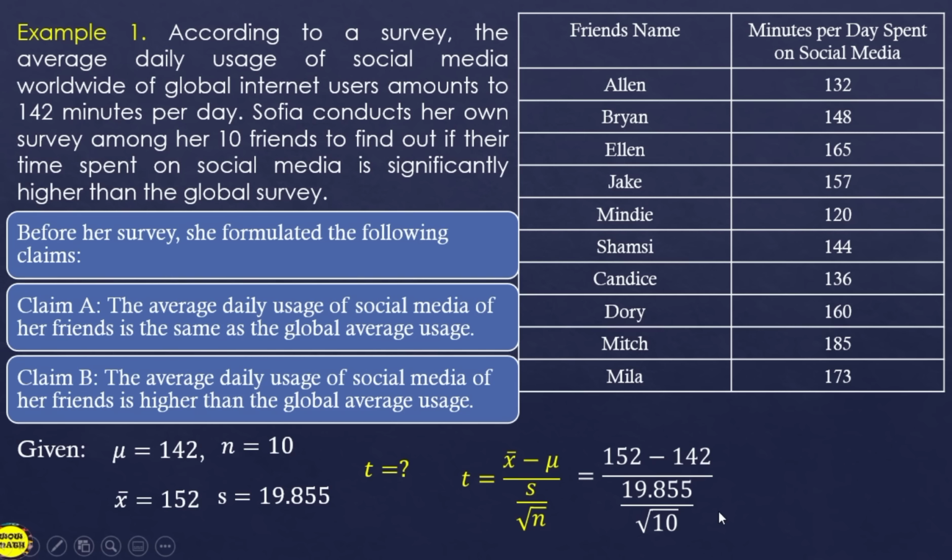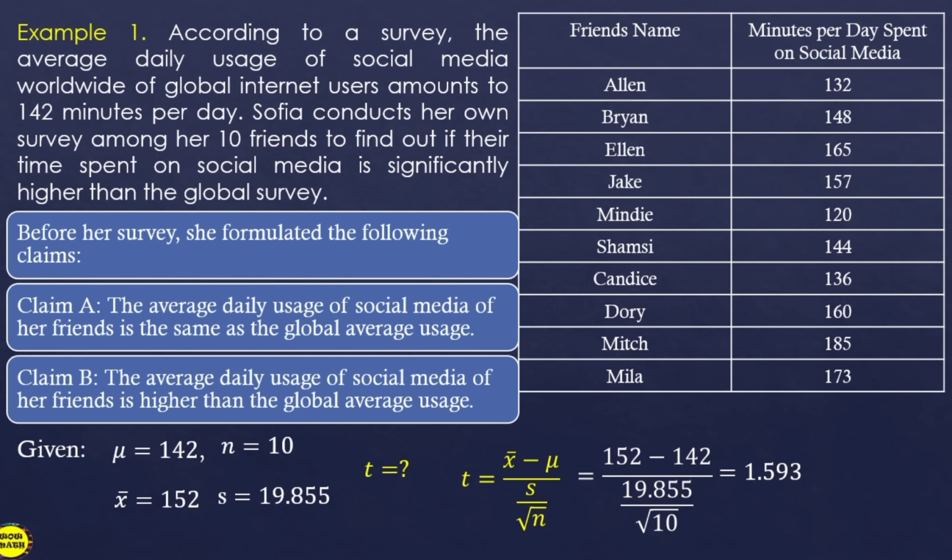You can use your scientific calculator. Then we get the computed t-value, which is 1.593. Again, what we got here is called the computed t-value.